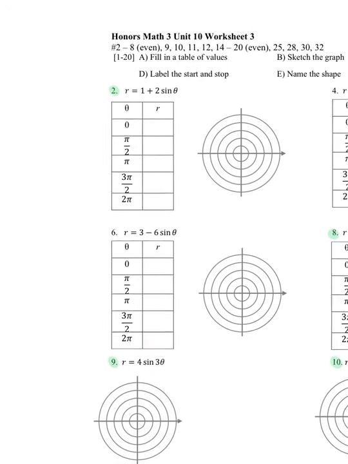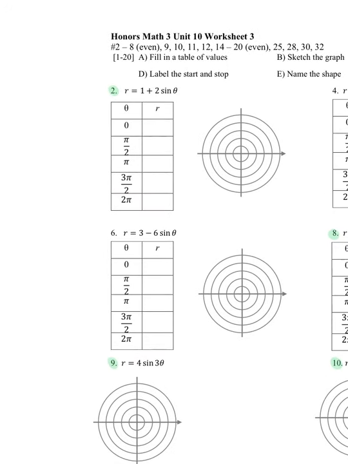So for question number 2, what we want to take a look at is what type of graph we have, right? So that's one of the things that we have to identify. So when I'm looking at this, I see that I have an addition here, and then I see that the numbers for A and B, so 1 and 2, are not equal to each other. And so 1 is smaller than 2, so then that means we are going to be graphing a limacon.